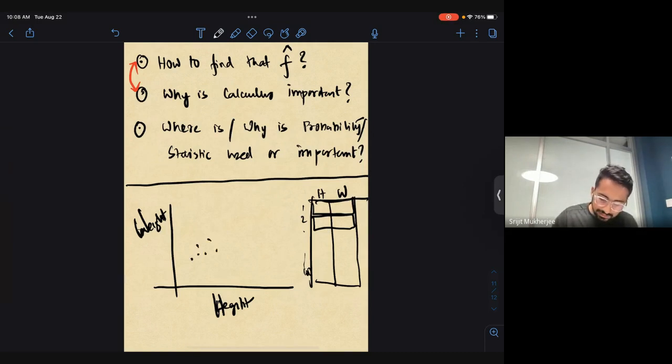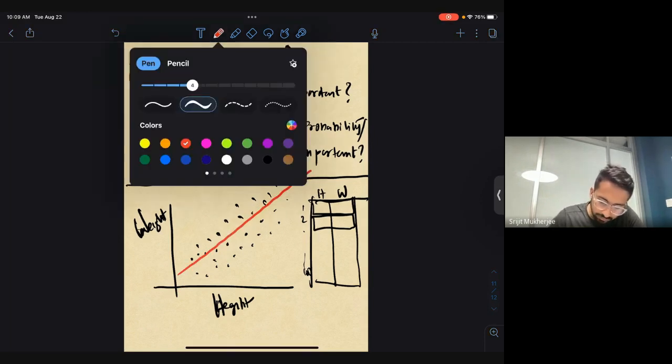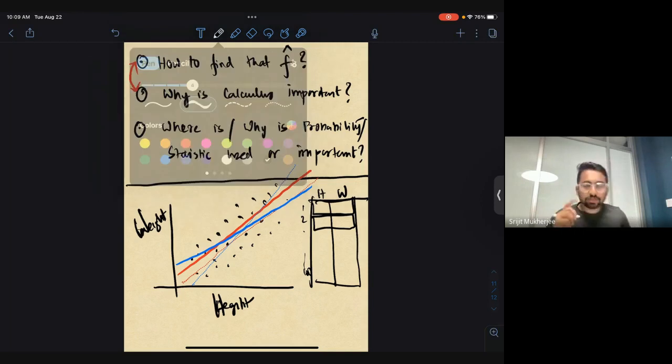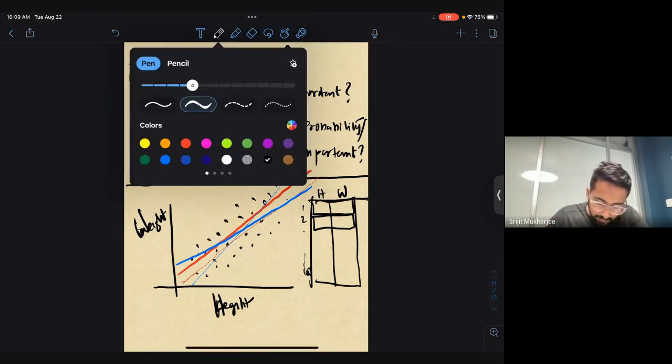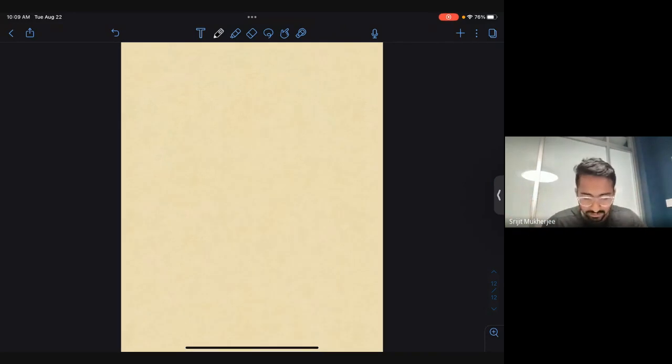Let's say there's a data set and you probably see that it's kind of like this. Now, what's the goal? The goal is to find an approximate good relationship. This seems like a good relationship. This also seems like a good relationship. Now the question, there are two folds of question. Another question is that this also seems like a good relationship. Okay. Now which one is true? Which one should be the case? That is, we are asking the question, how to find that f hat. Now we will discuss how to find that relationship.